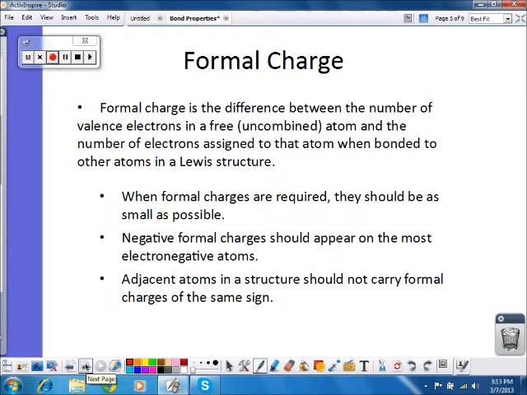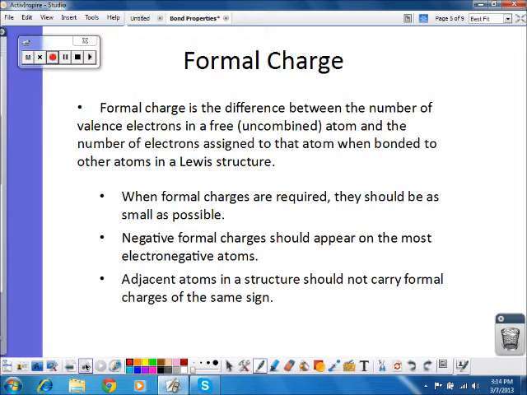Something else we can look at when we look at Lewis structures is something called formal charge. Formal charge is kind of like oxidation numbers. It's a way to look at how electrons are distributed in my covalent molecule. What we're doing is looking at how many electrons an atom ends up with when it's bonded versus how many it had before it was bonded.